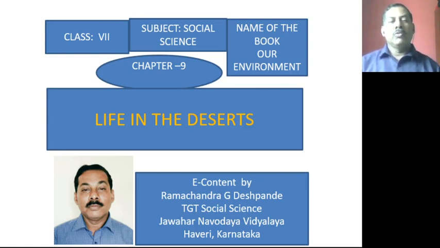Today I am going to take the class for 7th class. Subject is Social Science. Name of the book is Our Environment. The chapter is 9th chapter. The name of the chapter is Life in the Desert. Prepared by Ramchandra Deshpande, TGT Social Science, Jawahar Navodaya Vidyalaya, Haveri, Karnataka. So let us study together, friends.